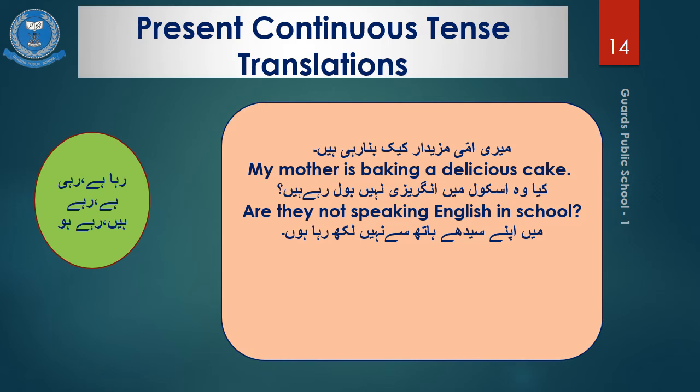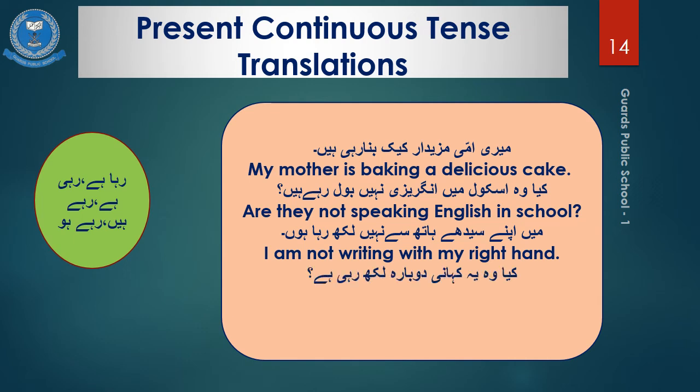Third example is negative. मैं अपने सीधे हाथ से नहीं लिख रहा हूँ. This is a negative sentence, so write not, and for me we use I, and with I we use am in present continuous tense. So the English sentence is I am not writing with my right hand.